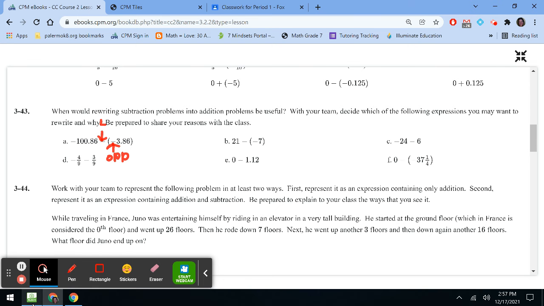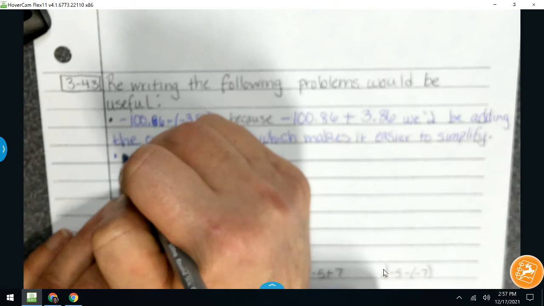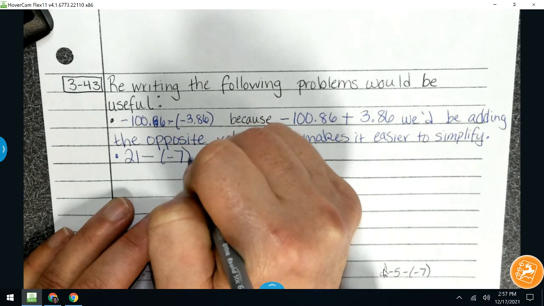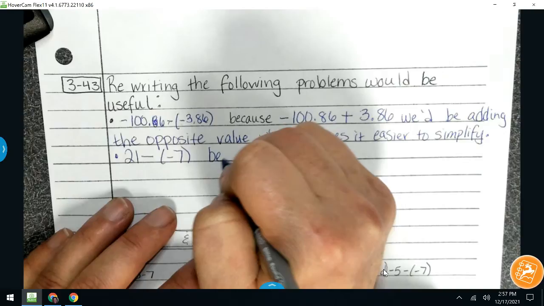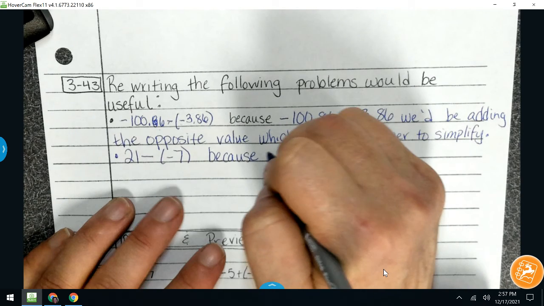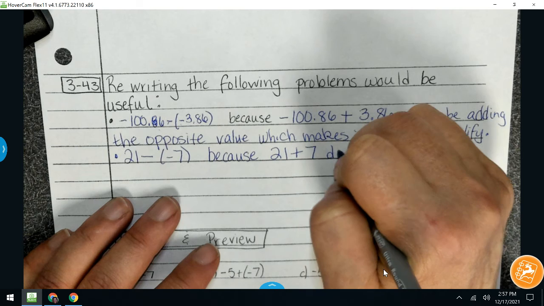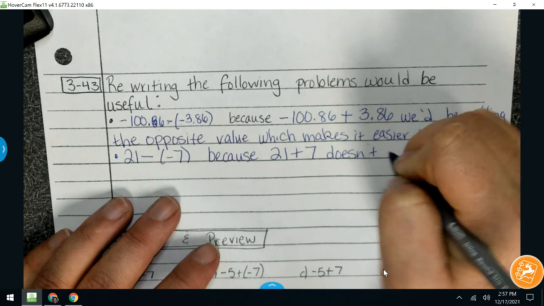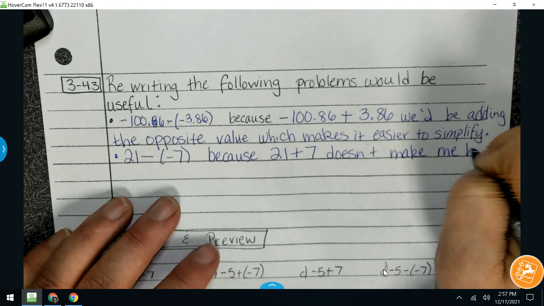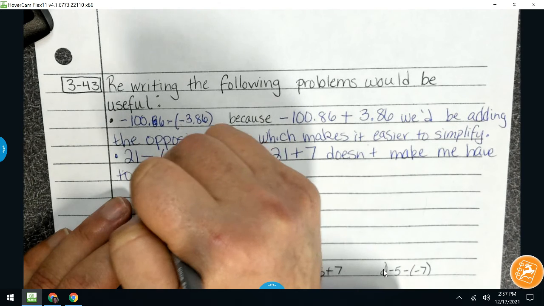So let's look right here. We also have 21 removing negative 7, because 21 plus 7 doesn't make me have to add 0 pairs.